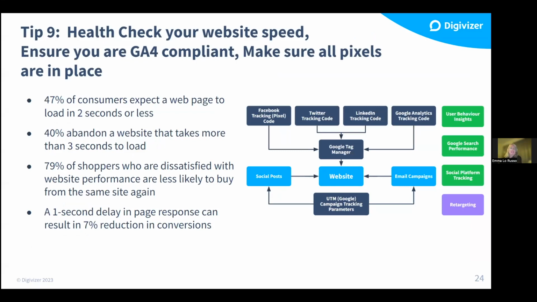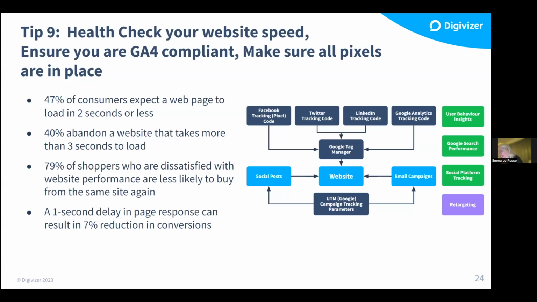So tip 9, health check your website speed. You asked before where brands make the most mistakes. Website speed generally is something that hurts a lot of brands, and this is from a study Google shared with us as a partner. 40% of consumers expect a web page to load in 2 seconds or less, and 40% will abandon a website that takes more than 3 seconds to load. A 1 second delay can result in a 7% reduction in conversion. So this really can hurt your business.